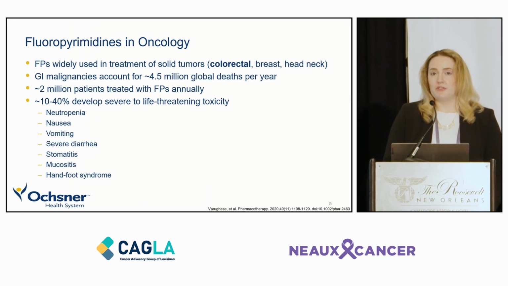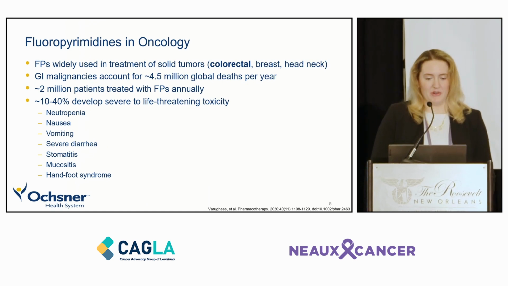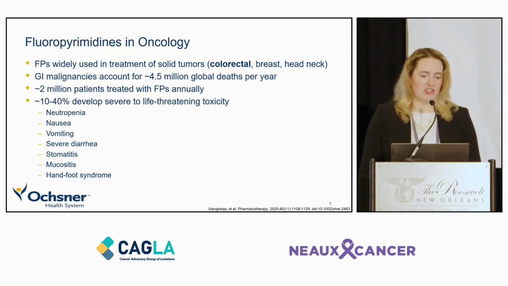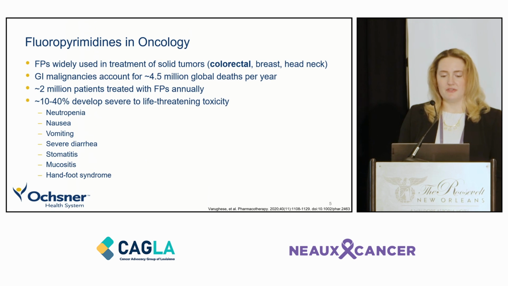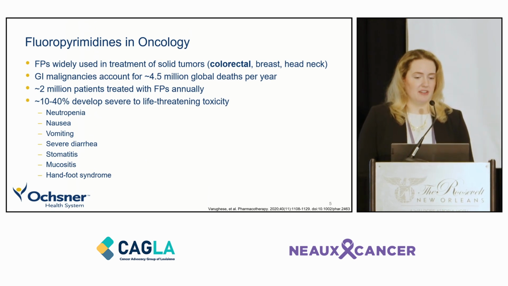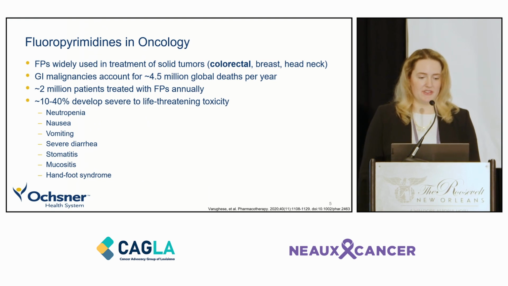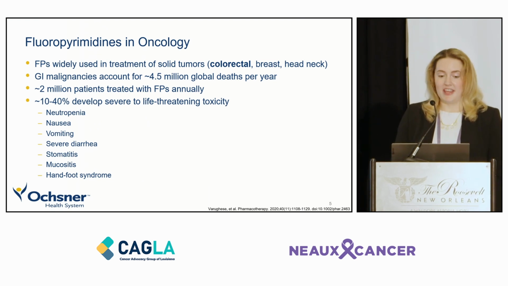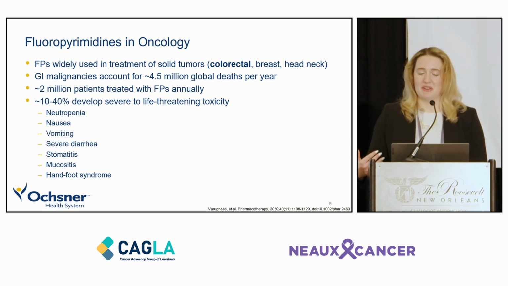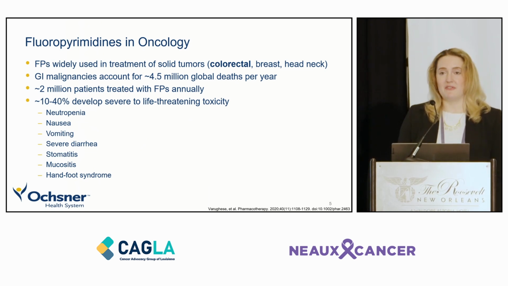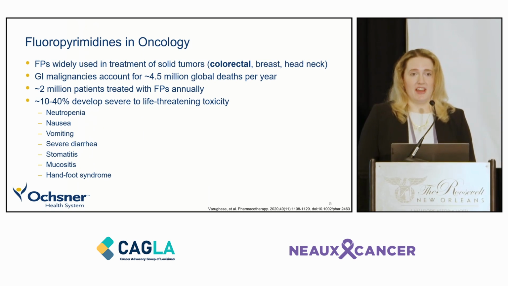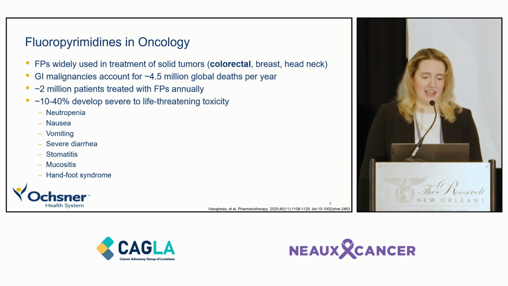So the role of fluoropyrimidines within oncology. As I'm sure we know, this is a very commonly used chemotherapy medication. We use it for a variety of different solid tumor treatments, predominantly colorectal, but we'll see it used in breast as well as head and neck cancers. In terms of colorectal cancer, it accounts for one of the largest types of cancers that we see. We see around 4.5 million deaths per year. So this is a highly impactful cancer that has severe negative outcomes in many cases.